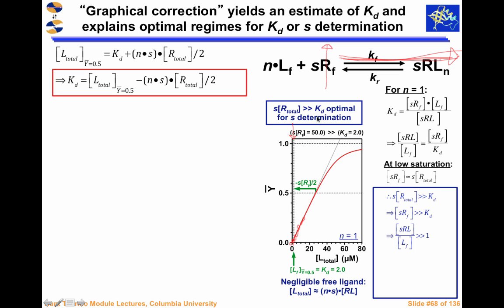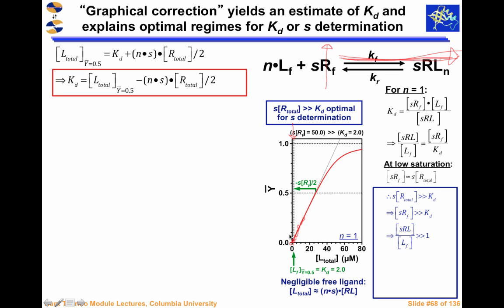Under this regime, where SRT is much greater than Kd, at low fractional saturation, the free receptor concentration is huge compared to Kd. That is going to mathematically mean that the ratio of bound ligand to free ligand is much, much greater than 1, right? In the example given here, even at 5 micromolar total ligand, it's going to be almost entirely bound. We'll have 45 micromolar free. If our Kd is 2, that's a ratio of 22 to 1.